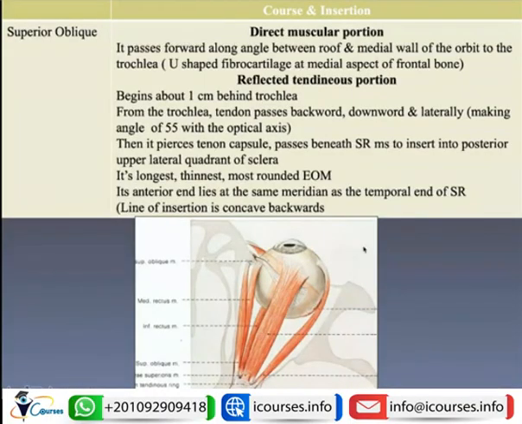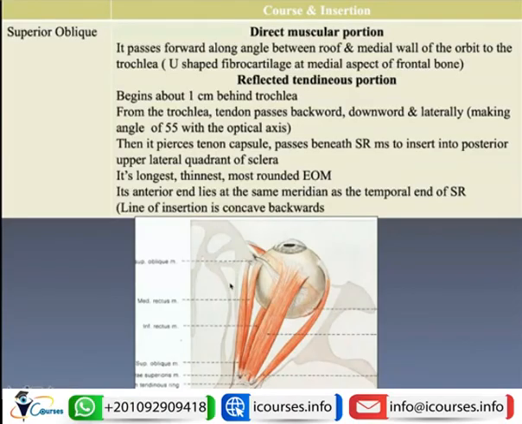Okay, let's now discuss the course and the insertion of the superior oblique muscle. So the superior oblique muscle, as we said, takes origin from the periosteal covering of the lesser wing of sphenoid, and it passes in the corner between the medial wall and the roof of the orbit until it reaches a fibrocartilaginous structure present at the medial wall of the orbit or in the medial part of the roof of the orbit, which is called the trochlea. So the muscle enters into this trochlea and begins to reflect.